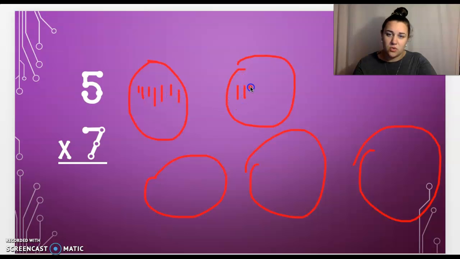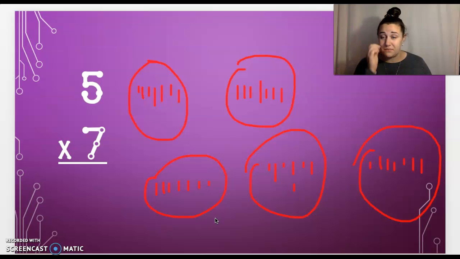I fill each of my groups the same way, counting 1, 2, 3, 4, 5, 6, 7 in each one. So I have 5 groups with 7 in each group, right? So I have 5 equal groups of 7.